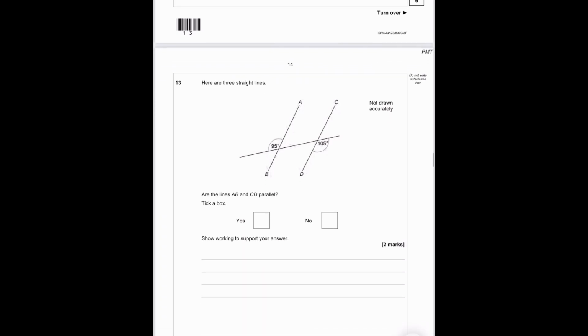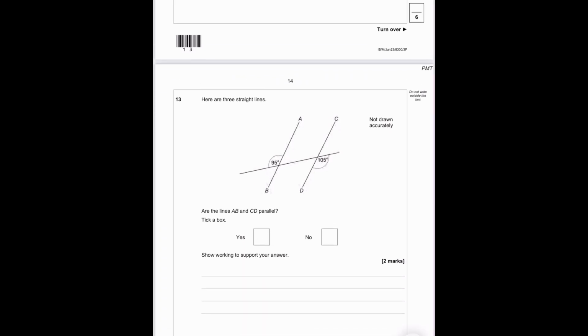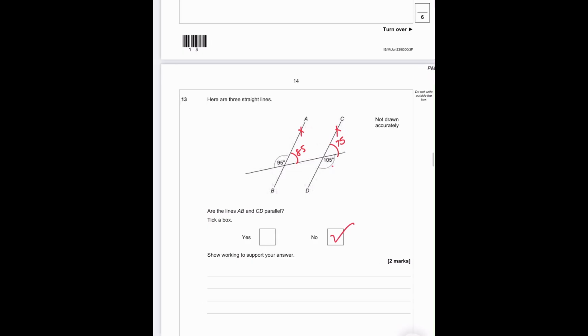Here are 3 straight lines. Now we can see we have got 2 lines crossing 1 line. Are the lines A, B and C, D parallel? Well, if this one is 95, it means that this angle here is 85. And if this angle here is 105, this one is 75. Now, if these 2 lines were parallel, those 2 angles would be the same. They're not the same, so they are not parallel.